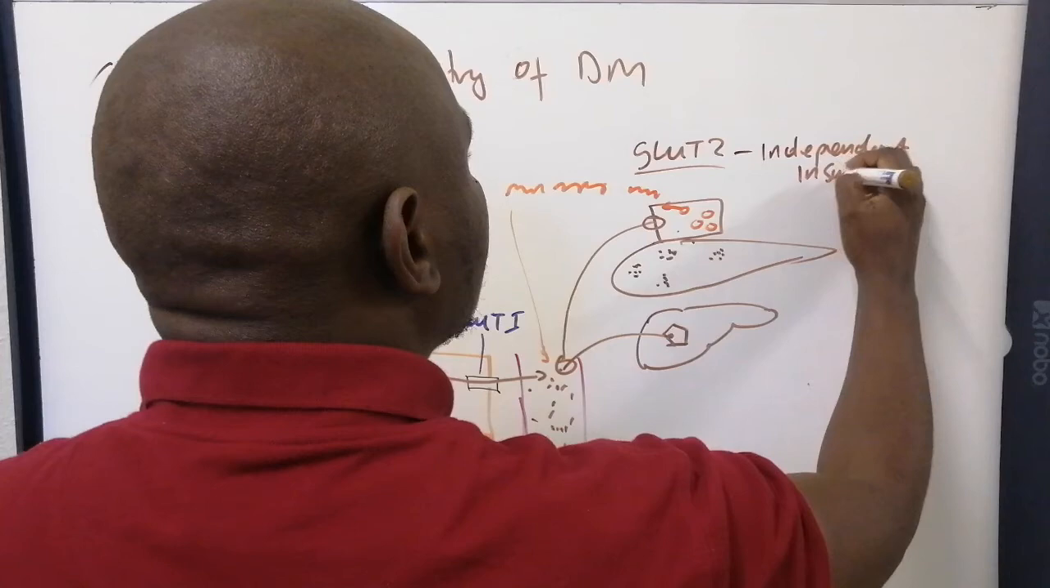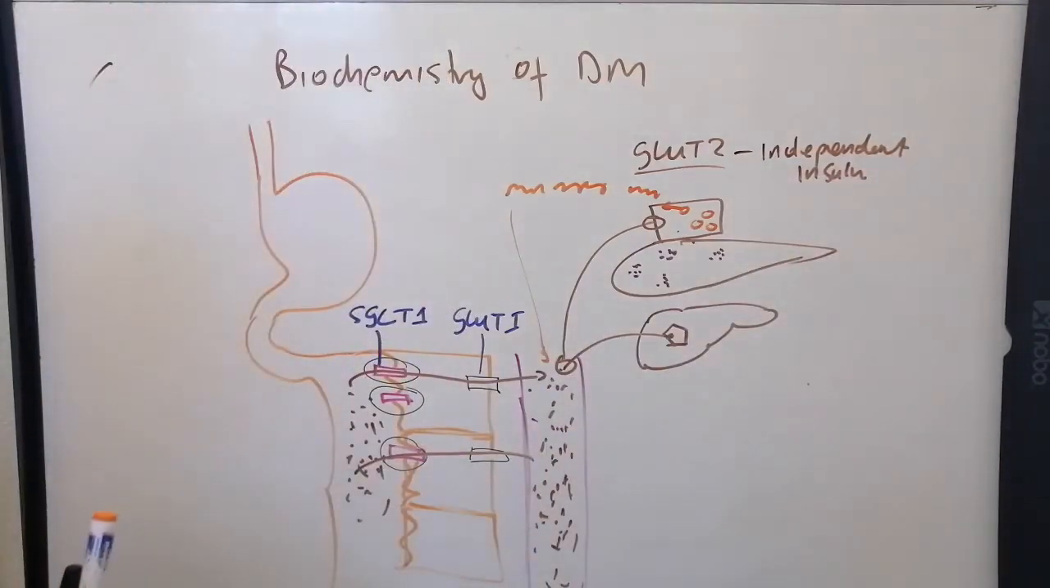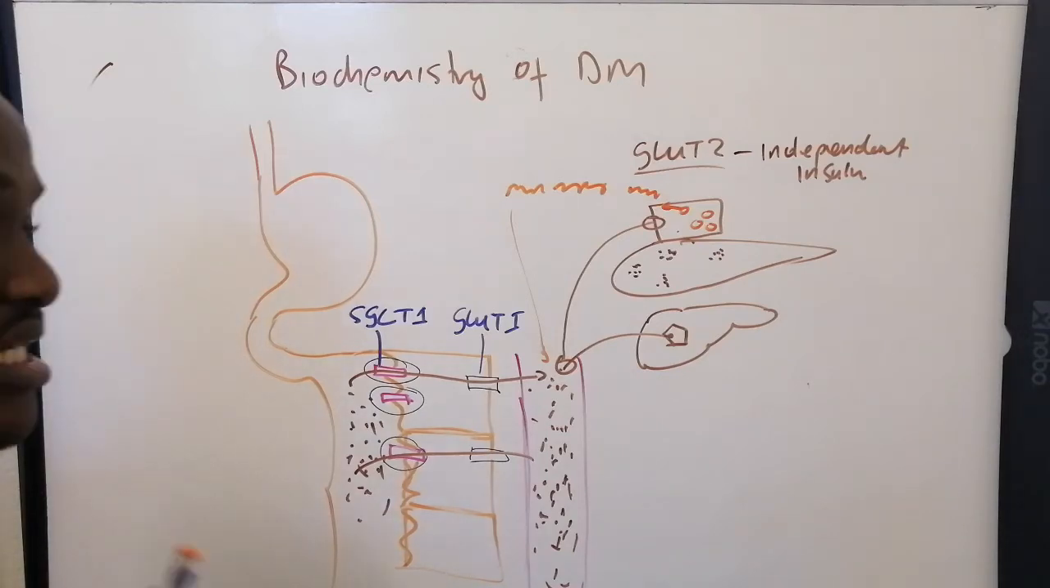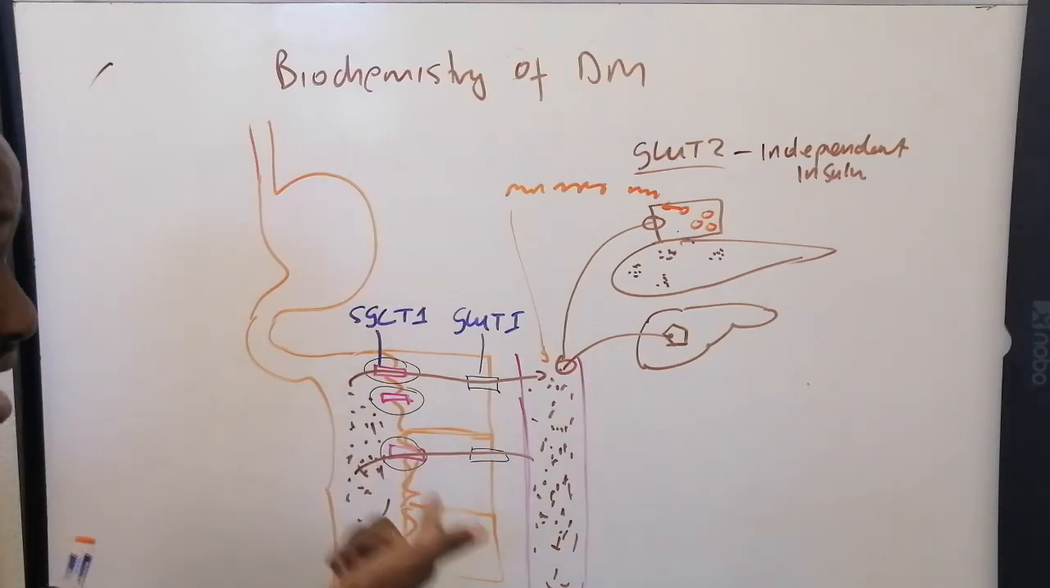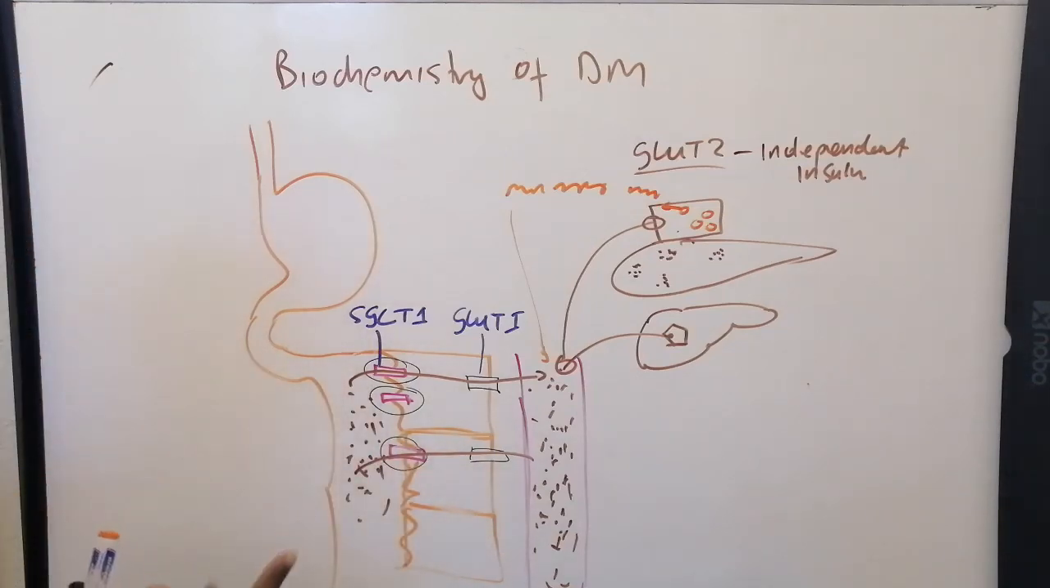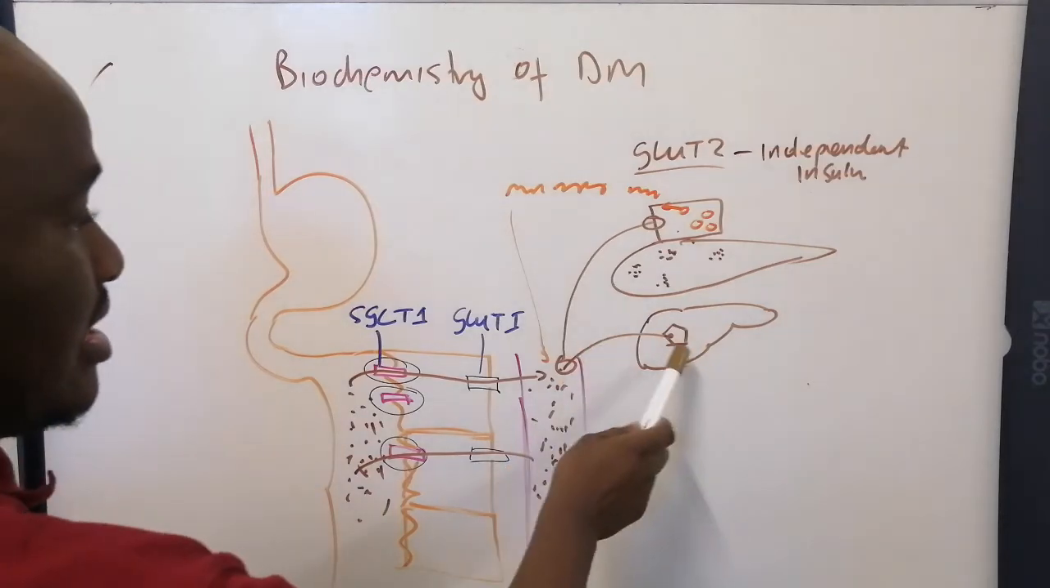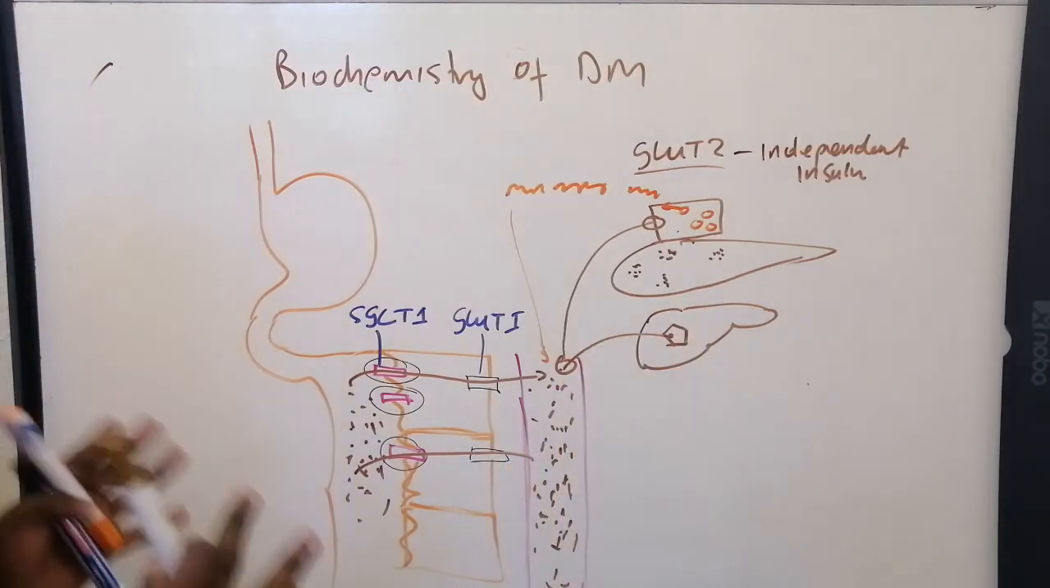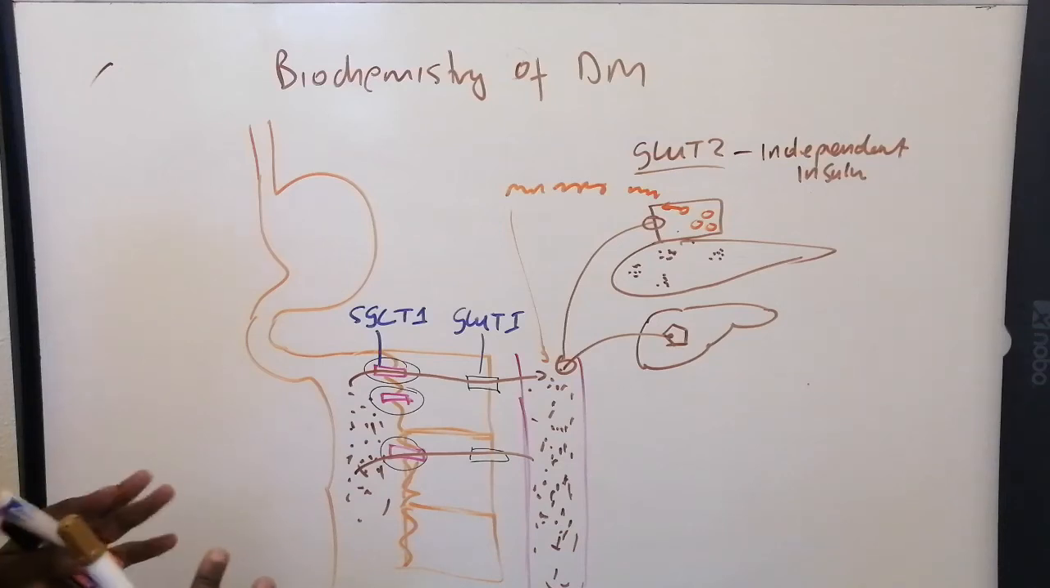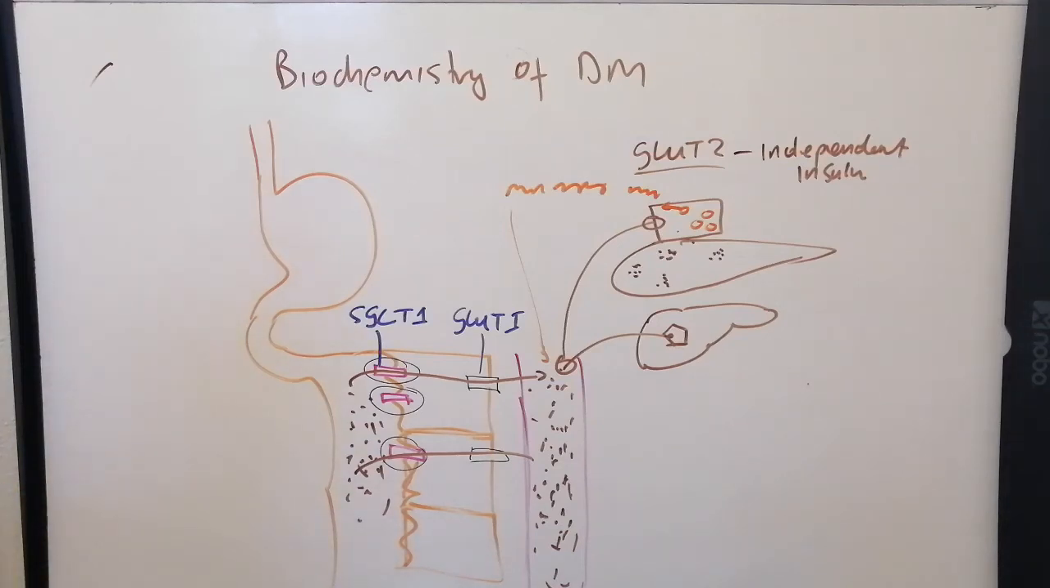Of insulin. So if it's insulin independent, it means that the GLUT2 opens to glucose in the absence of insulin. So glucose is able to enter the pancreas, the beta cells specifically, and the hepatocytes in the absence of insulin. So the uptake of glucose by the hepatocytes is not dependent on insulin. That's what I'm trying to get you guys to understand.